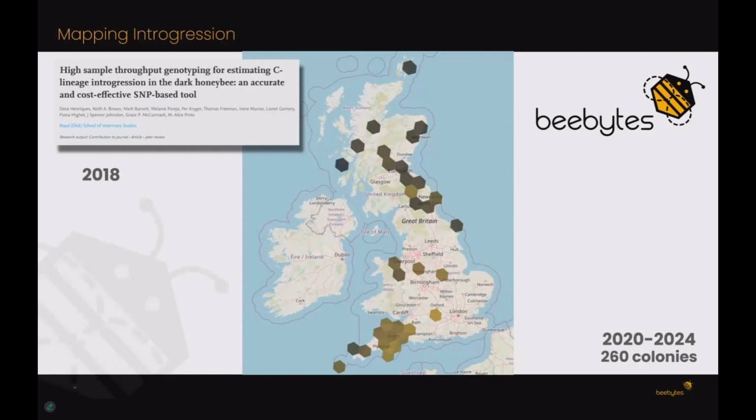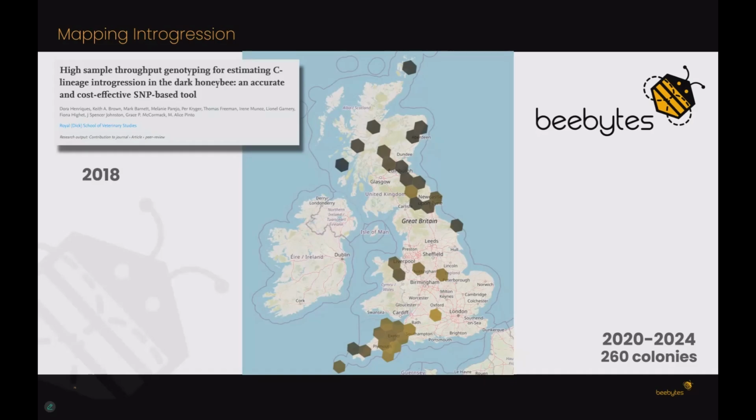It was developed by Alice Pinto, who will be talking later on, which is looking at a small number of SNPs in the genome. What that work basically did was take samples of known M lineage bees, take samples of C lineage bees, and look through them for a small number of markers, which are always set one way for M lineage and always set the other way for C lineage. And what we basically do is analyze those small number of markers and effectively add them up.